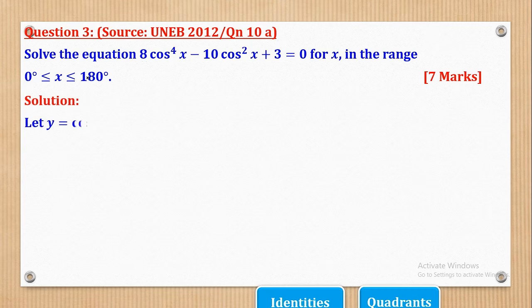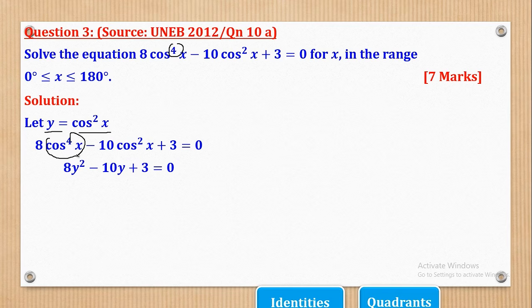So we shall first rewrite what we are going to say. Since this is raised to the power 4, we are going to first let y be equal to cos squared x. When we do that, we realize that in this expression, the whole of this will become y squared, and this will become y. Now we have reduced it to a quadratic.